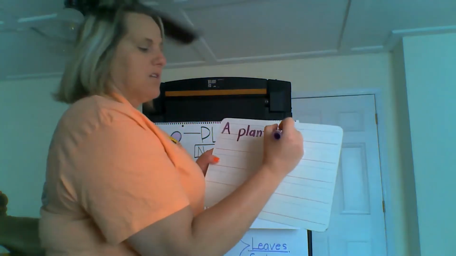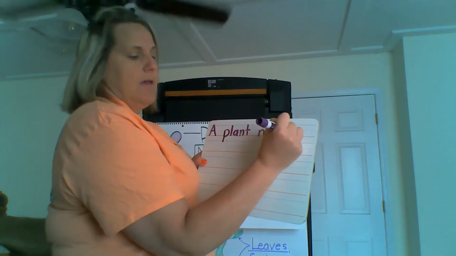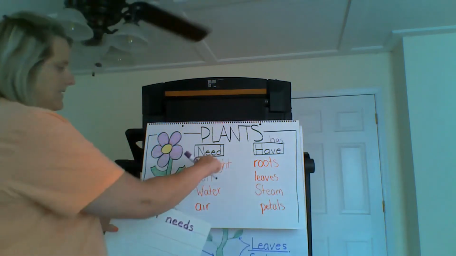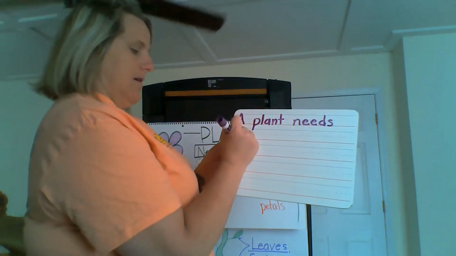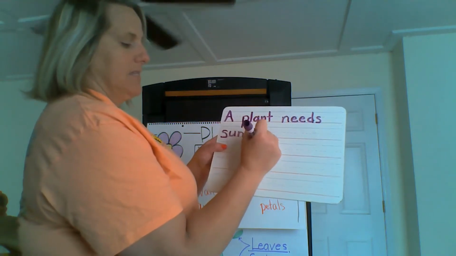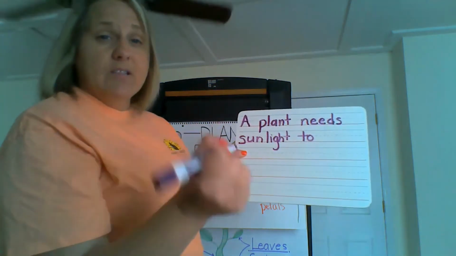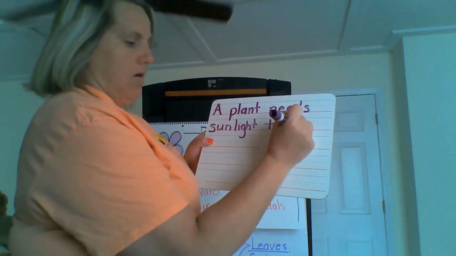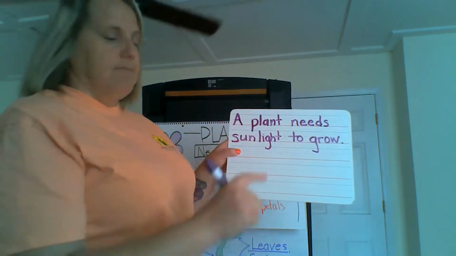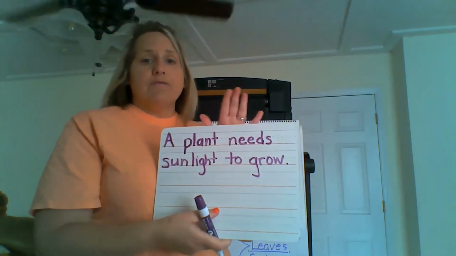So a plant, we're going to go with needs. A plant needs sunlight. I have to come down here because I don't have enough room over there, okay? So a plant needs sunlight to what? To live or to grow. All right, what goes at the end? A period. So a plant needs sunlight to grow. All right, so there's the first sentence.